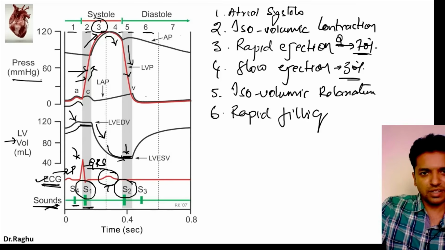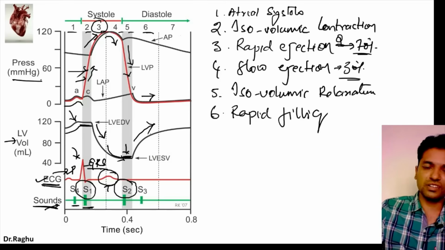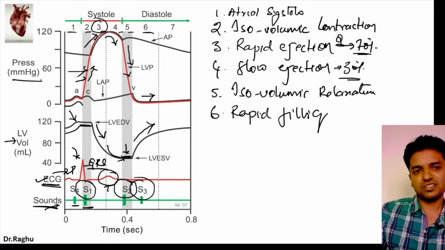What is happening here? There is no much increase in the pressure, very slight increase in the pressure in the ventricles. And because the ventricles are filling, there is a high increase in the volume of the ventricles. The volume of the ventricle goes up. And the rapid filling phase is the one which is going to produce the third heart sound.